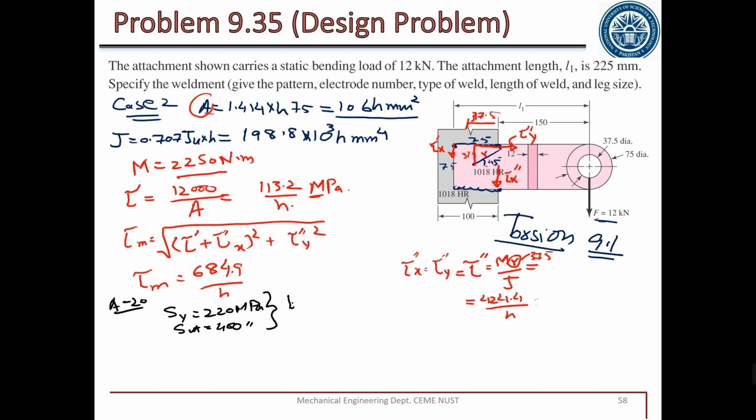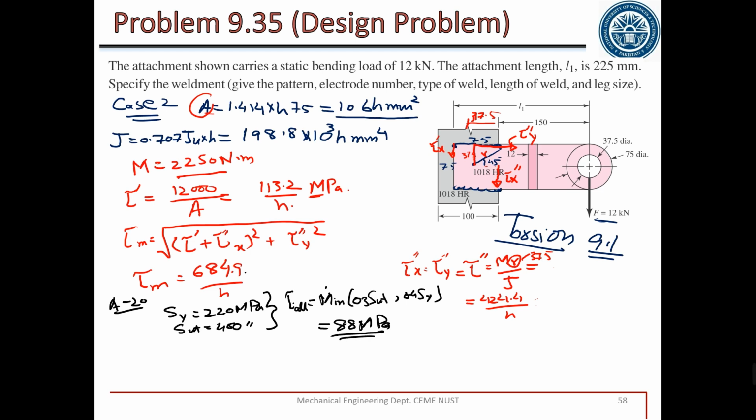So what is the tau allowable? Tau allowable is the minimum of 0.3 S ultimate or 0.4 S yield. Substitute both values. 0.4 of S ultimate is 160, and 0.4 of 220 is 88, and 0.3 of S ultimate is 120. So we will be using 88 MPa. This is our tau allowable.